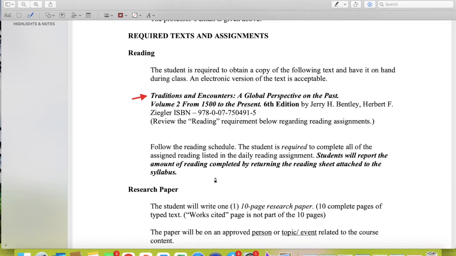What I'm going to do instead is, at the end of the semester, you will email me what percentage of the reading that you did. So if you read 100% of it, you just say, I read 100% of the reading. If you read 90%, you say you read 90%. And that's going to be your reading grade. It's kind of an honor system, but it's just the way we're going to do it.